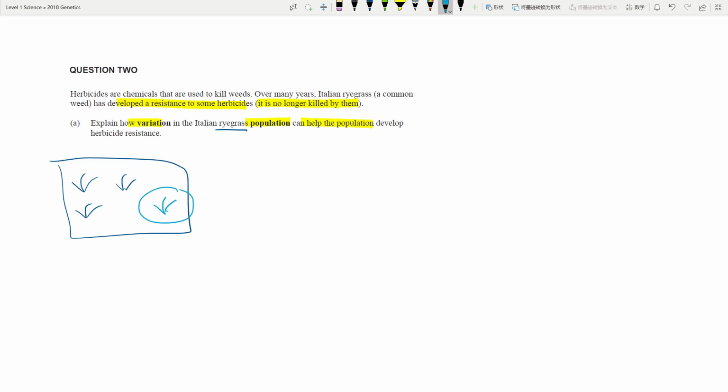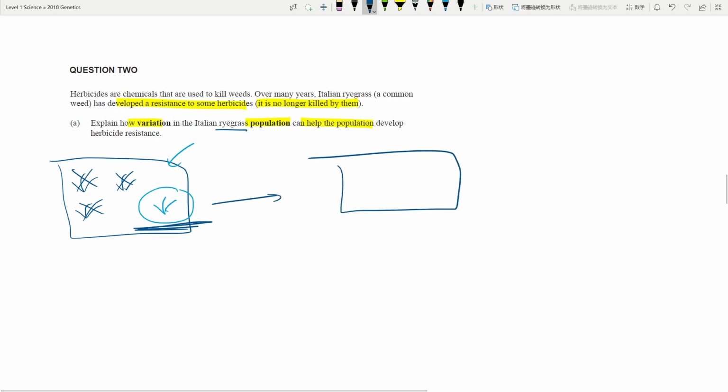And then if you're a gardener, you apply herbicides, trying to kill off the ryegrass. What's going to happen is that the ones that are not resistant are going to die off. But this particular individual that developed some resistance will be able to survive, and then they can pass on their good genes in terms of the resistance. Then over a period of time, all of the grass will look like that.